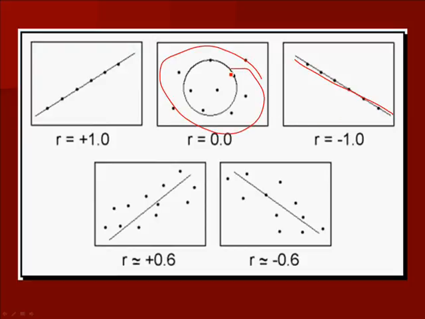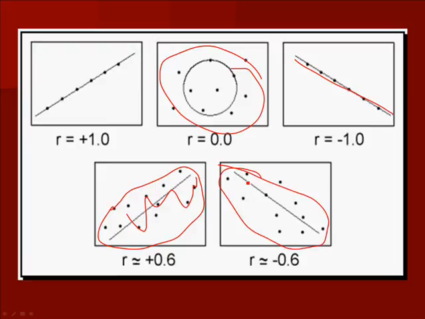You can have no correlation. You can have a weak positive correlation. That means that the numbers are kind of spread out around the line. You can have a weak negative correlation. And what that means is there's more variation. The numbers are further away from this line of best fit.